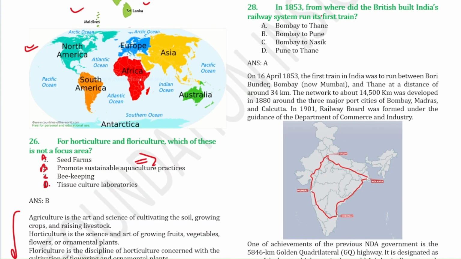In 1853, from where did the British-built Indian railway system run its first train? It was from Bombay to Thane. This year, 1853, is also important. If you would like, you can go through these points.